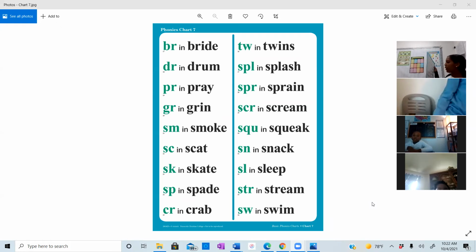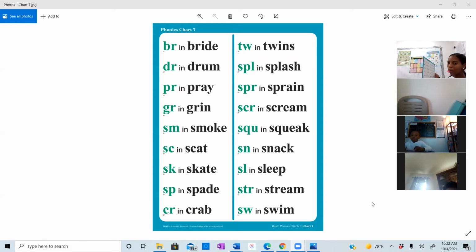BR says ver, and bright. DR says jur, and drum. PR says purr, and pray. GR says gur, and grin.